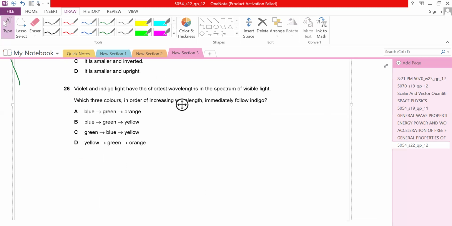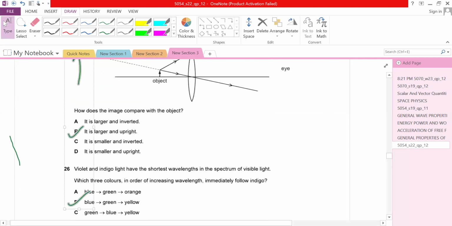Question number 26. Violet and indigo light have the shortest wavelengths in the spectrum of visible light. Which three colors in order of increasing wavelength immediately follow indigo? After indigo, we have blue. Then after blue, we have green. And then after green, we have yellow. So option B is correct for increasing wavelength.